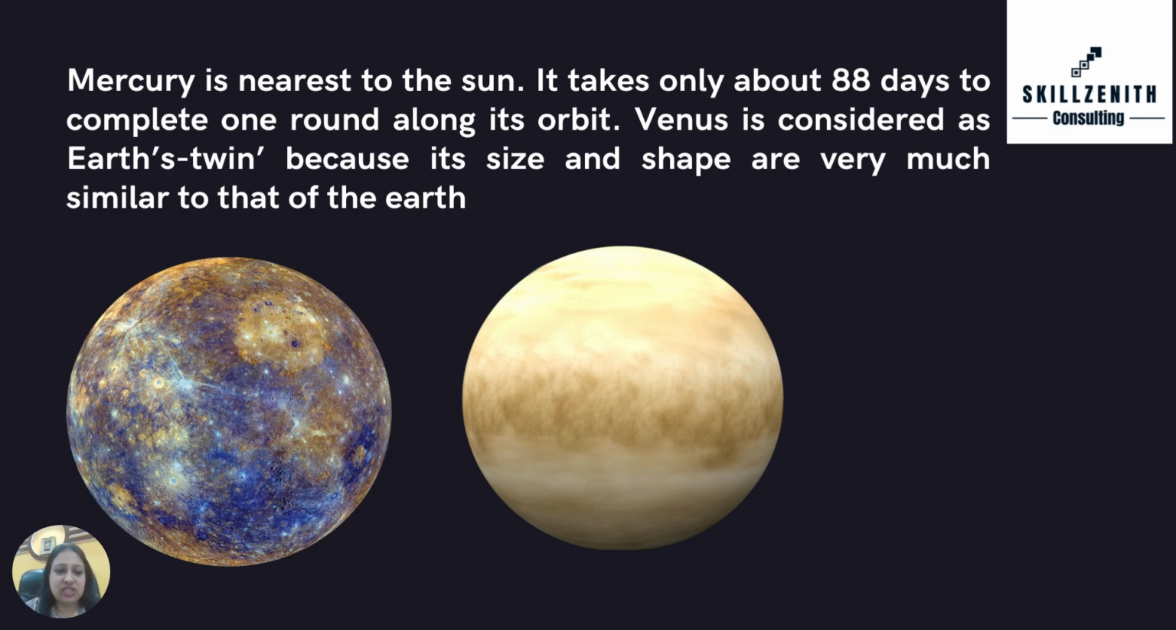Mercury is nearest to the sun. So, which planet is nearest to the sun? It's Mercury. It takes only about 88 days to complete one round along its orbit. So one year there would be just 88 days.